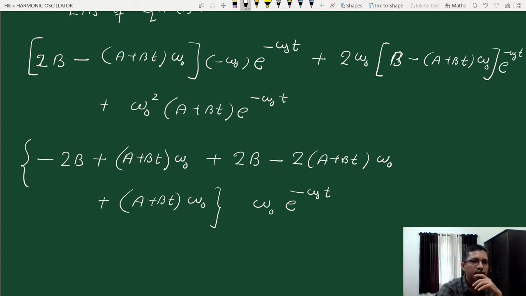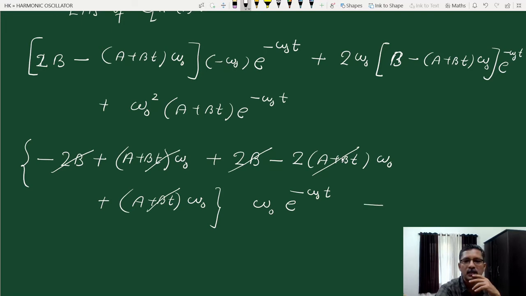This is it. And you can see that this minus 2b and plus 2b will cancel. There is a plus bt times omega 0 in the last term, and the second term also has a plus bt times omega 0. So we have twice a plus bt times omega 0. This will cancel with this one, twice a plus bt times omega 0.